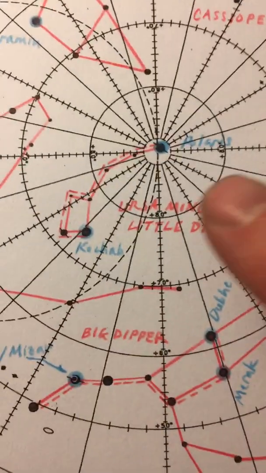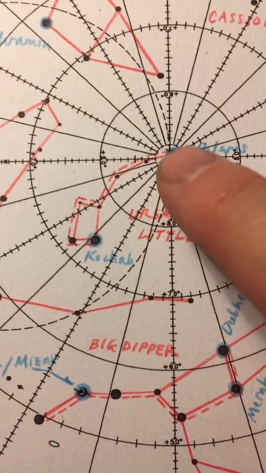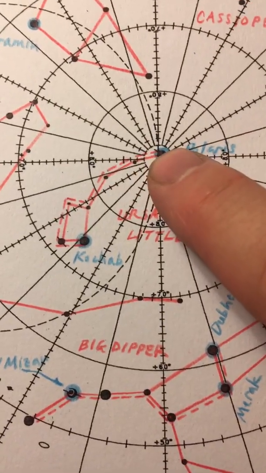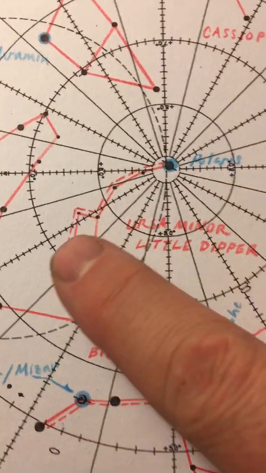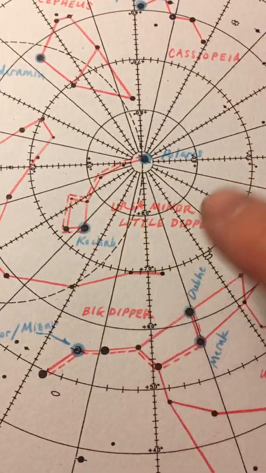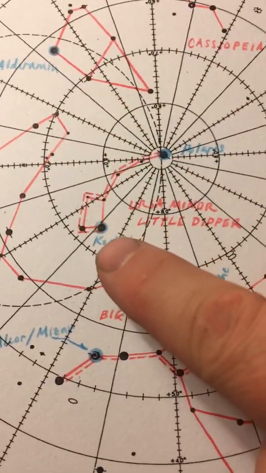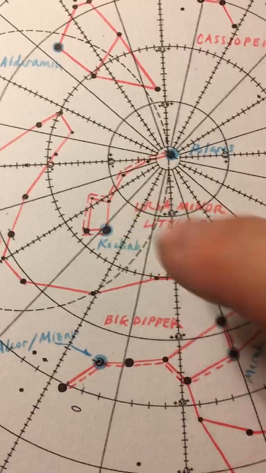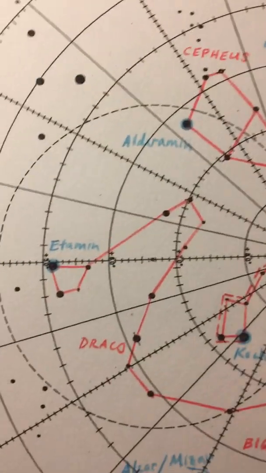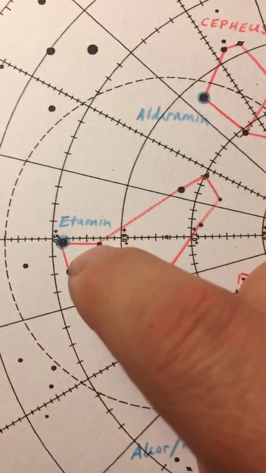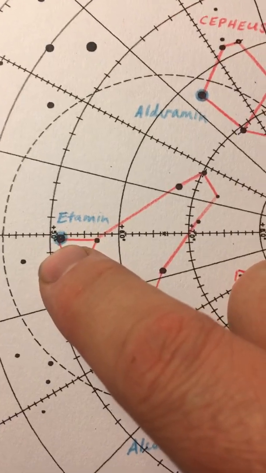Up in Ursa Minor, we need Polaris, the North Star. That's our pole star. It's at the center of our bullseye. And then one of the two guardians of the pole is known as Kochab. It's that one right there. So Polaris and Kochab. Here in Draco the Dragon, in the trapezoid-shaped head, we have the bright star Eltanin.